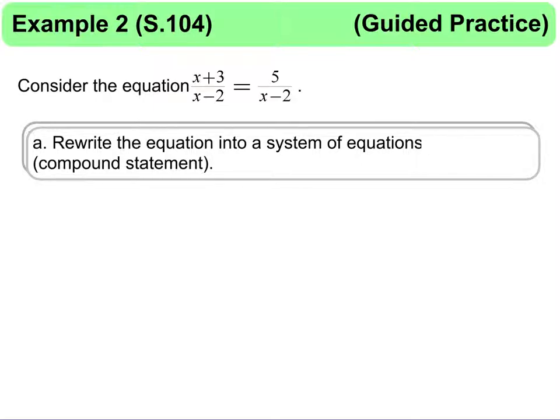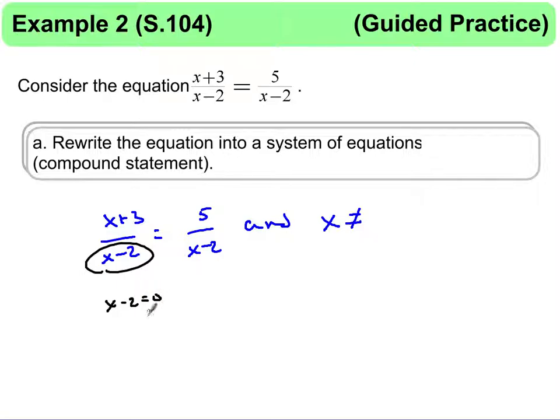In this particular example here, part A, again, we'll do the same idea. They want us to write the compound statement. And so if we write that compound statement, we'll say that x plus 3 over x minus 2 equals 5 over x minus 2. We'll write the word and. We want to know what x cannot equal, or in other words, what makes the denominator equal to 0. So if we look at this one, we say x minus 2 equals 0, so x equals 2. And same thing with this one, x minus 2 equals 0. If I add 2 on both sides, x would also equal 2.